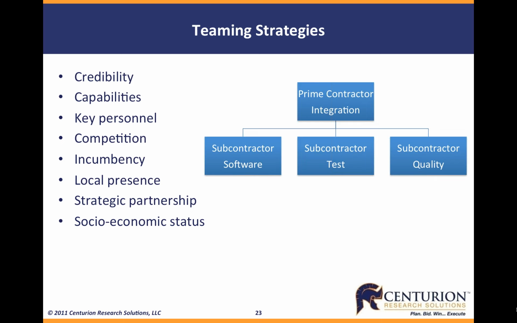There are many reasons companies form a team to bid on a specific competition. Some of these are to add a large, more credible company or missing capabilities, to fill a key personnel requirement, to take a competitor off the street, to satisfy a client stated or unstated preference for the involvement of an incumbent company or local presence as part of a broader strategic teaming arrangement with another company. And finally, to fulfill a socio-economic status requirement, either for the prime contractor or as a percentage of the contract value. There are other viable teaming arrangements, such as joint ventures, but these are beyond the scope of today's webinar.